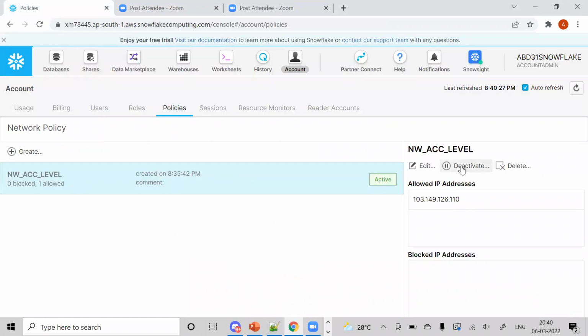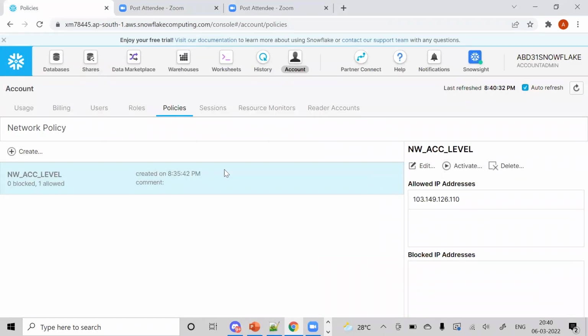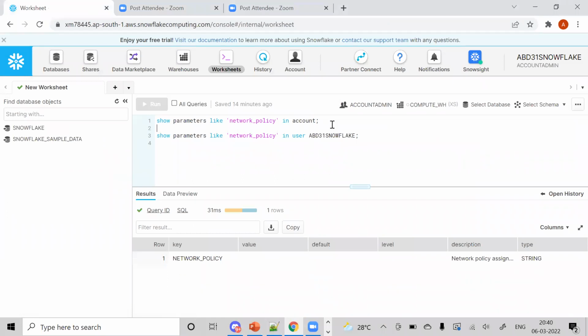So I simply activated and deactivated from here. Once I created it, it was asking for this option and I activated it. That is why for you guys it was not allowing. But for me, it will allow obviously because it is my IP address.